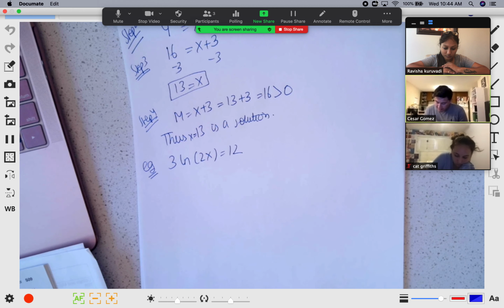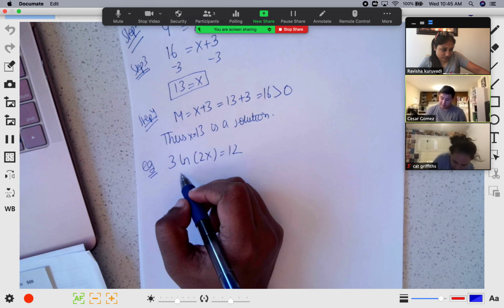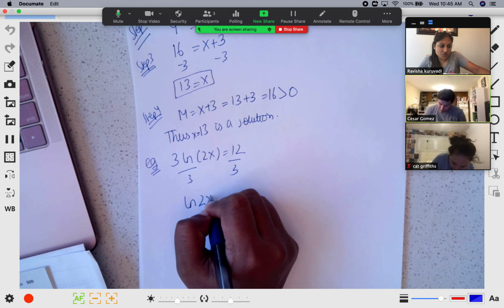Let's see. First of all, I want ln on one side, everything else on the other side. Yeah, okay. So divide by 3 to get rid of the 3. You get ln 2x is equal to 4.